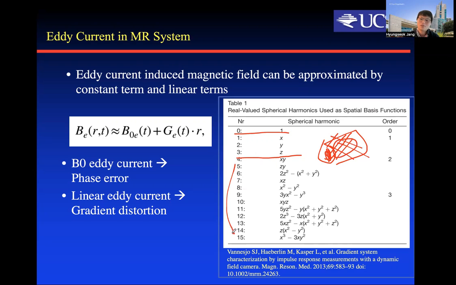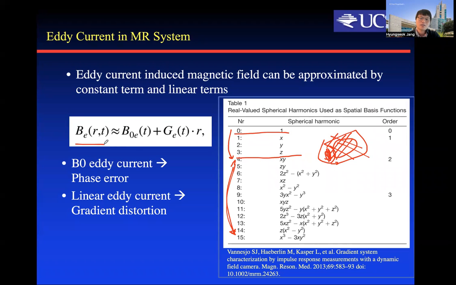So there are also some cross terms and higher order terms in the space, which are generated by the additional magnetic field from this eddy current. But for the higher order terms, we can typically just ignore them because they are very small and don't affect our imaging too much. But for the lower order terms, like the zeroth order and the first order term here, they affect the imaging more, especially for UTE imaging. So we want to compensate for this error.